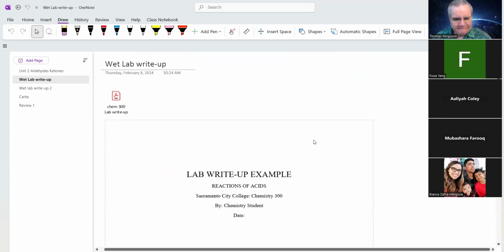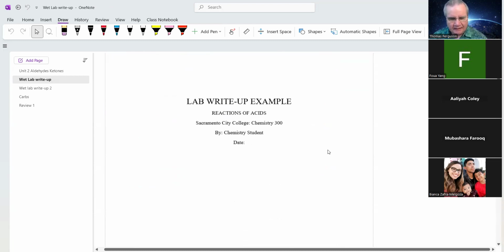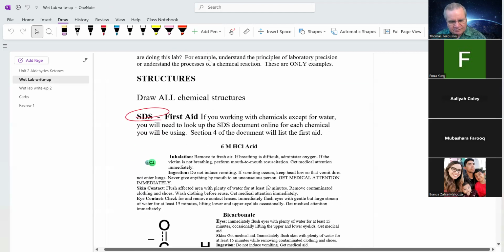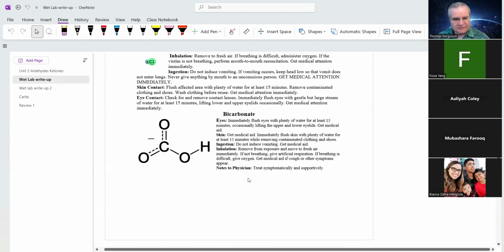Okay, so this is part of the pre-lab. This is going in your lab notebook now. You need to have the title, purpose, and structures in terms of the chemicals we're using. Like today and Wednesday, where the lab is on alcohols. So you want to have those structures that we're going to be using down, and you can use this as a reference. And along with the structure, have the first aid.